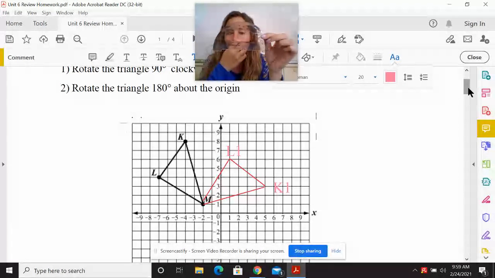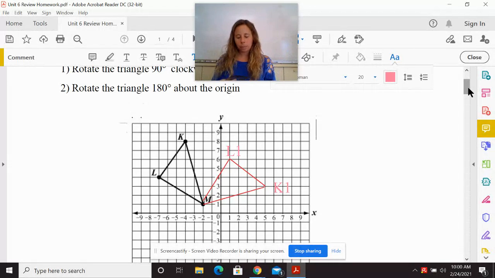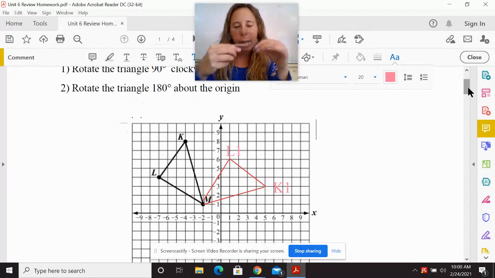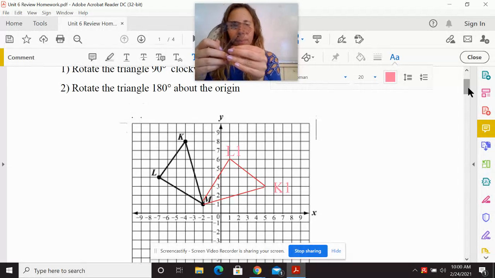Okay. So you're rotating around the origin. So what you would do is put the center of your protractor. A lot of you probably have a little hole. You're going to put that on the origin and line it up with, let's say, we'll do point M first. You're going to line it up on point M.